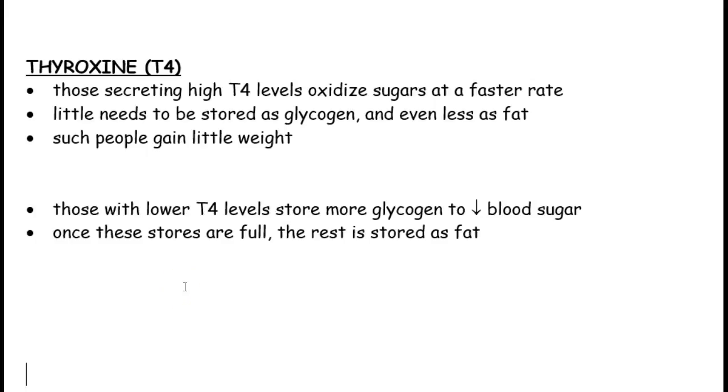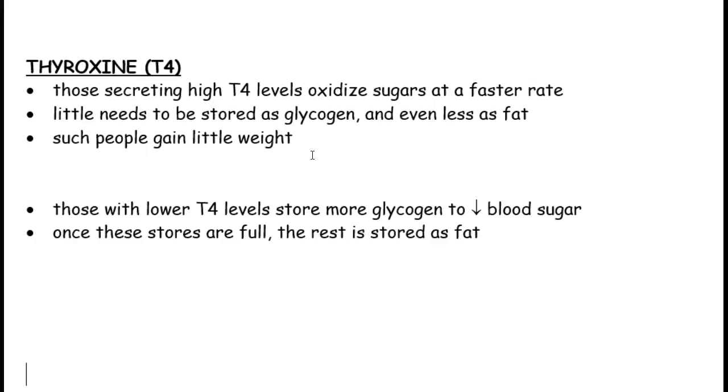So a couple of key points here on thyroxine to jot down. Those people who are secreting higher than normal levels of T4, that's the thyroxine, are going to be able to oxidize their glucose, their sugars, at a much faster rate. So in other words, any of the glucose that makes its way into your bloodstream is not going to be stored as glycogen or fat for that matter. It's going to get processed into energy, you're going to be able to use that energy, and those people are going to remain fairly thin. They're not going to be able to gain weight very easily.